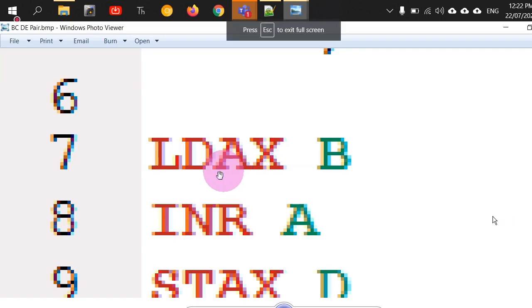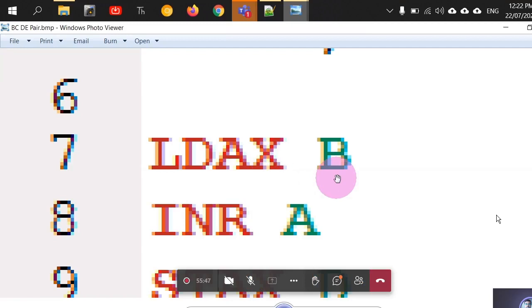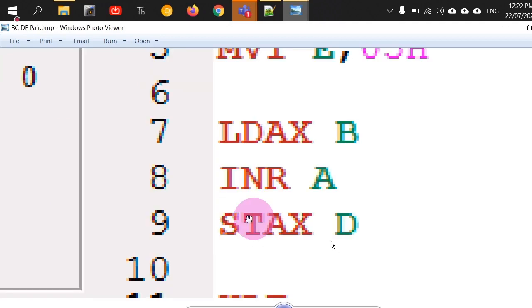But LDAX is the cousin of that, and it will do the same thing, but it will take the address from the BC register pair. Why not only from B? Because an X has been placed here. So X indicates a 16-bit operand, or X indicates that you have to use this register in a pair, so B will be used with its register pair. On the same notes, instead of loading, if you want to store, in place of LD you use ST. ST is used for storage: store the contents of the accumulator.